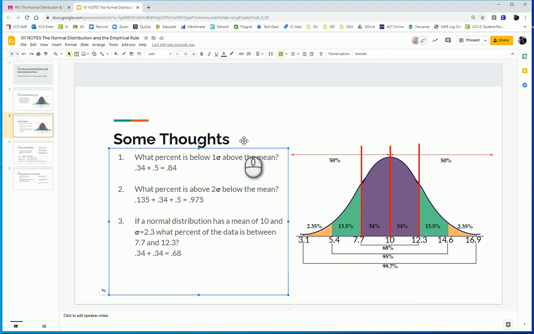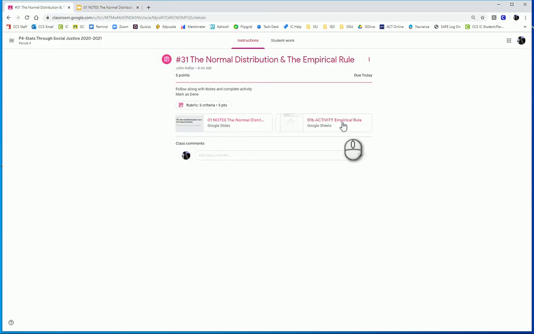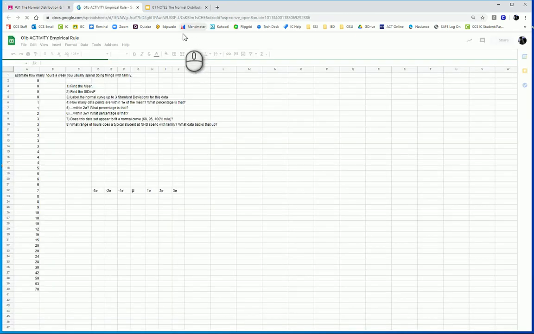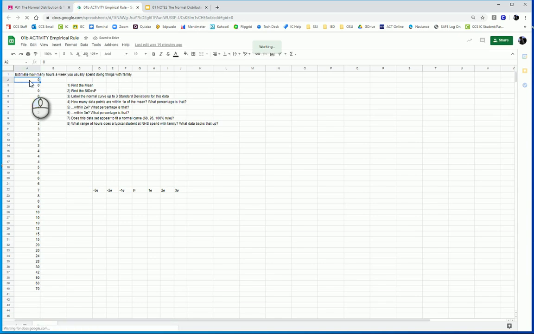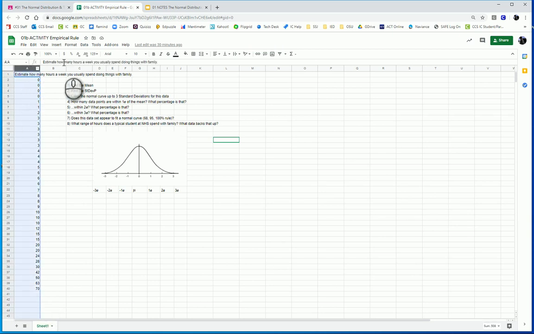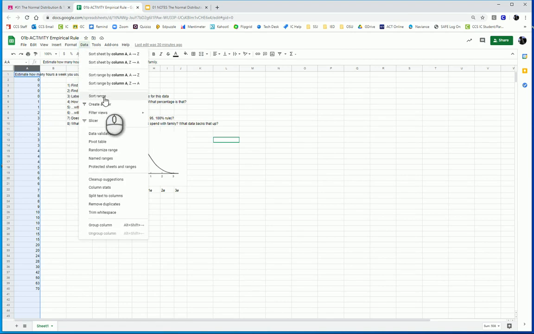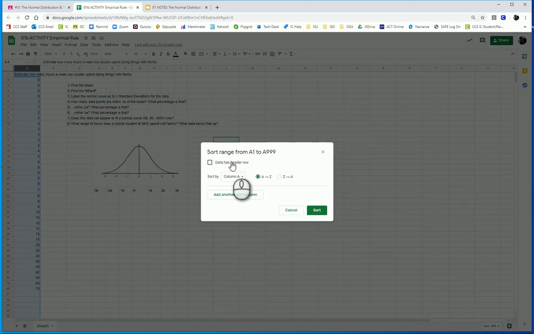Okay, so let's go look at an activity for this. So if we open up our activity here, little empirical rule activity. All right, so we're looking at this. This is our data. It's already been sorted in order, but if you wanted to do that yourself, click on the column, go to Data, Sort Range. Data has a header row. That means it has a title above all the data. Ours does. So select that.